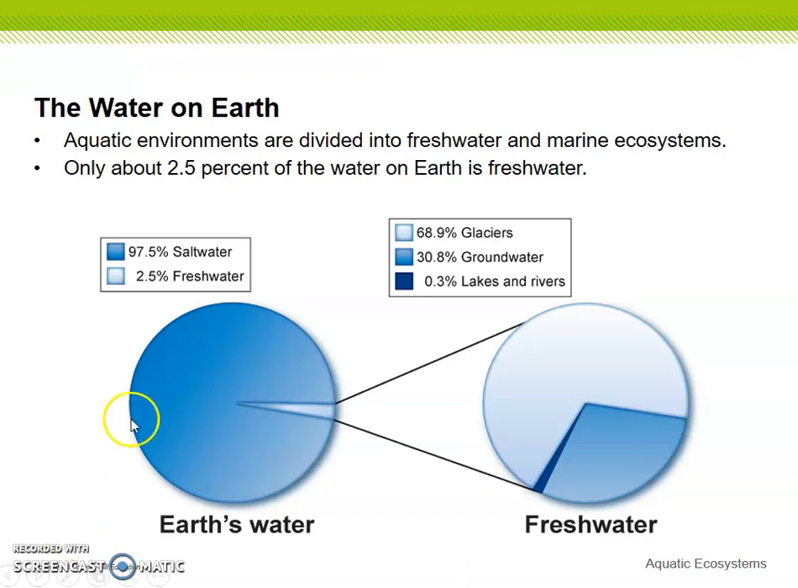We have some charts down here. This is showing the total water on Earth. This little sliver right here is the amount of fresh water. Then we have another pie chart showing that amount of fresh water as a whole. About 70% is stored in glaciers, about 31% is in groundwater, and only about 0.3% can be found in rivers and lakes.